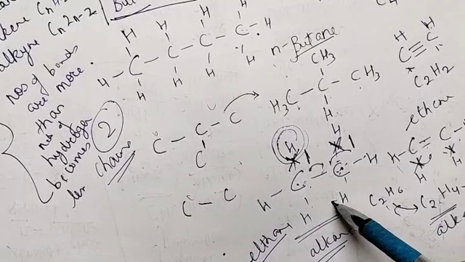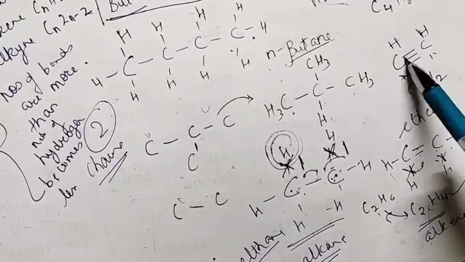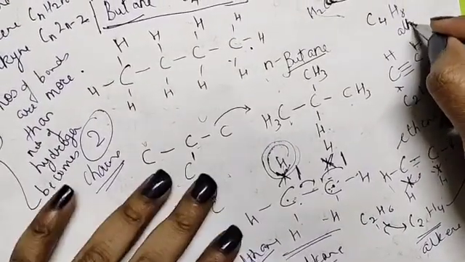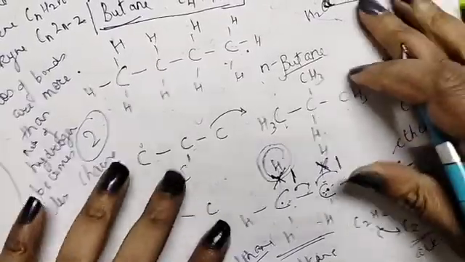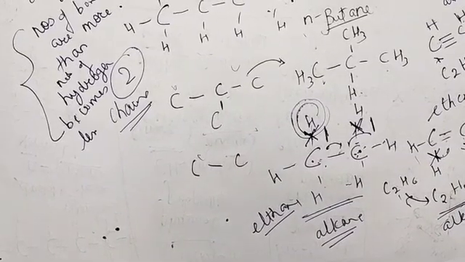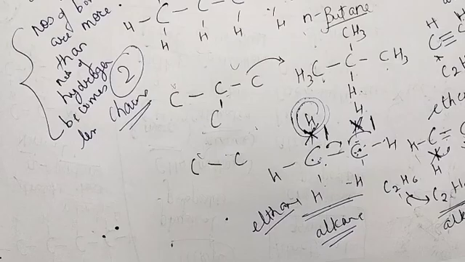Alkane has more hydrogen than alkene, and the least will be for alkyne. This is the alkyne category, which is called ethyne. So remember, as the bond increases, the number of hydrogen will keep on reducing. That is how you're going to remember.